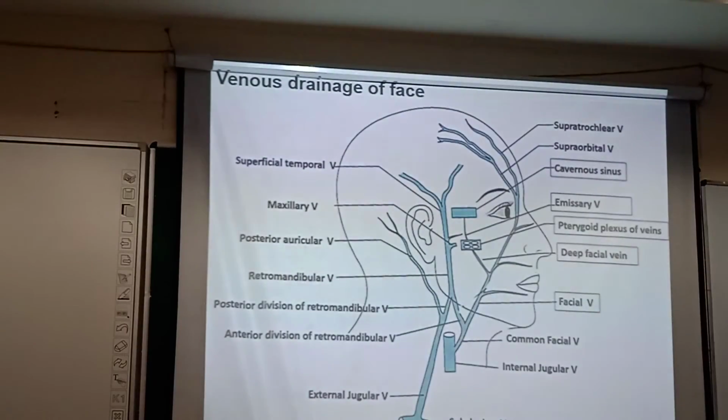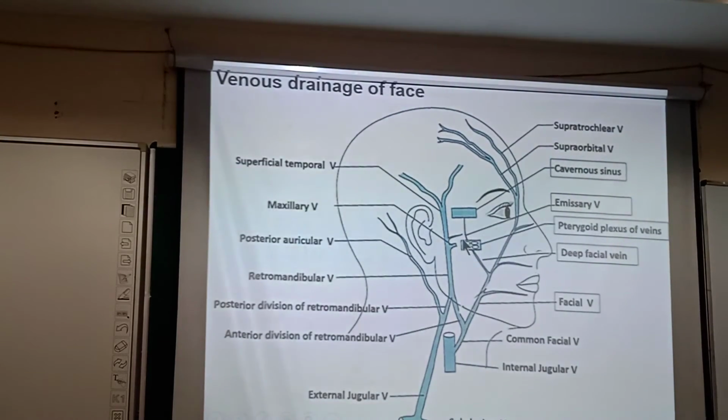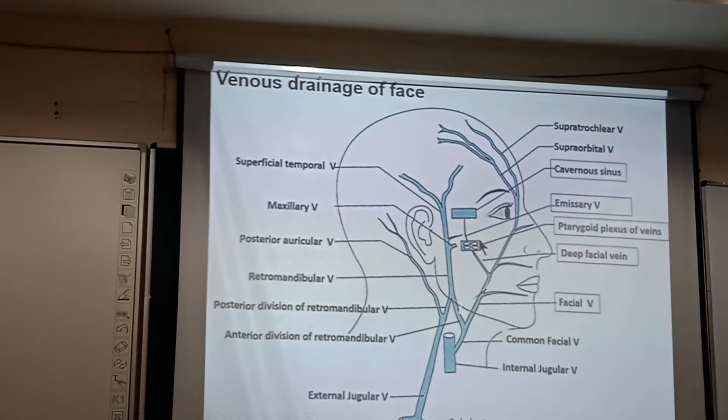Coming to venous drainage of face, very important. This is the supratrochlear vein, and this is the medial and lateral branch. They form the supraorbital vein, which unites to form the angular vein. This is lateral nasal, superior labial, and very important, it is connected to the pterygoid plexus through the deep facial vein. This one is the pterygoid plexus. And through the emissary vein, it is connected to the cavernous sinus.